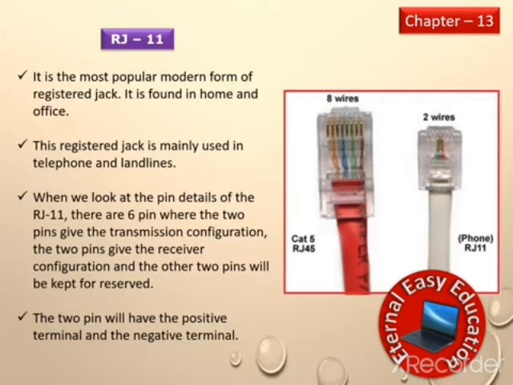When we look at the pin details of the RJ11, there are 6 pins, where 2 pins give the transmission configuration, the 2 pins give the receiver configuration, and the other 2 pins are kept for reserved. The 2 pins will have the positive terminal and the negative terminal. As we learned in the previous video, there are positive, negative transmitter and receiver pins. So each pin is having its own purpose.